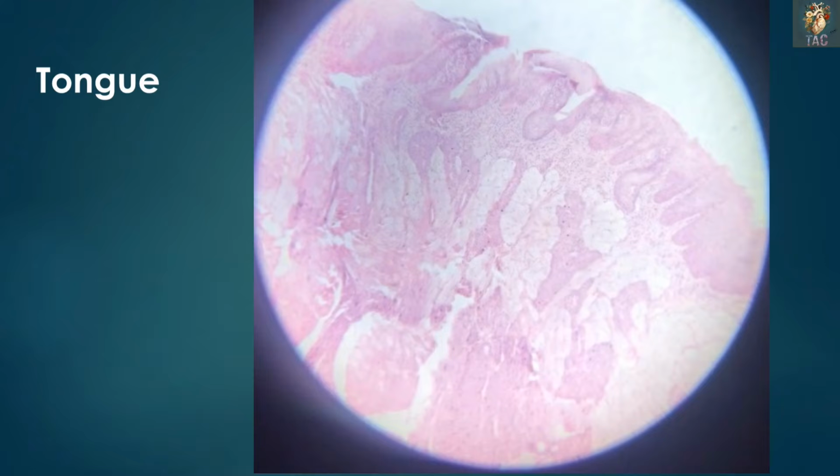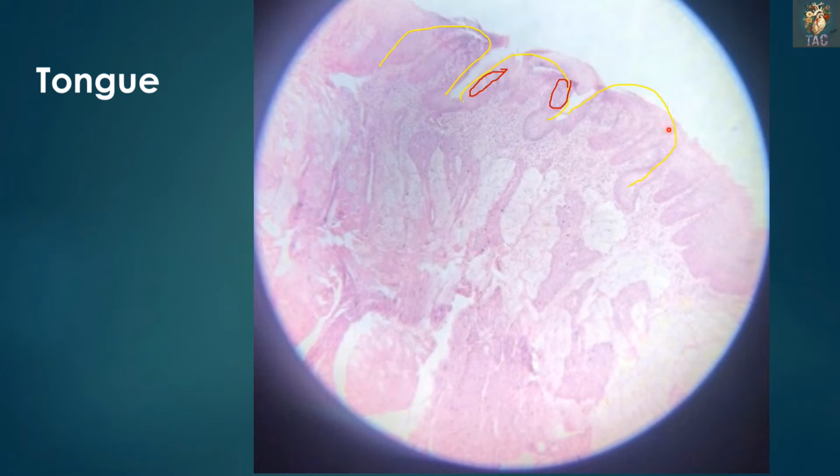So dear student, this is another slide for the tongue. An important point you should remember here is that this one is a circumvallate papilla. Also this one is another circumvallate papilla, and this one is another circumvallate papilla. In the circumvallate papilla you can appreciate a large number of taste buds in this location. Also in this area, and over here also, you can appreciate a large number of taste buds.